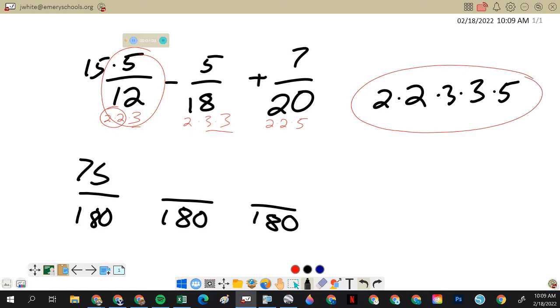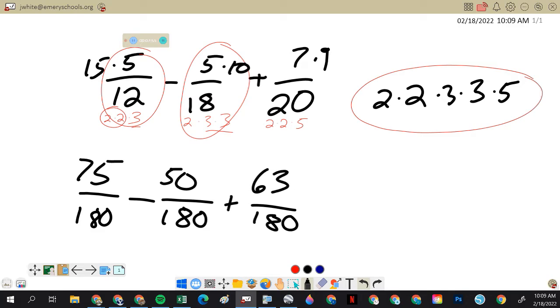So that would be 75. What is this fraction lacking? It needs another 2 and a 5, which is 10. So 50. And then the last one, what is it lacking? Pair of 3's, which is 9. So 63.